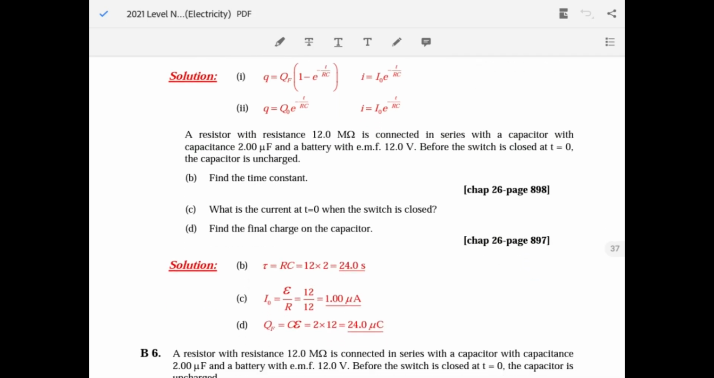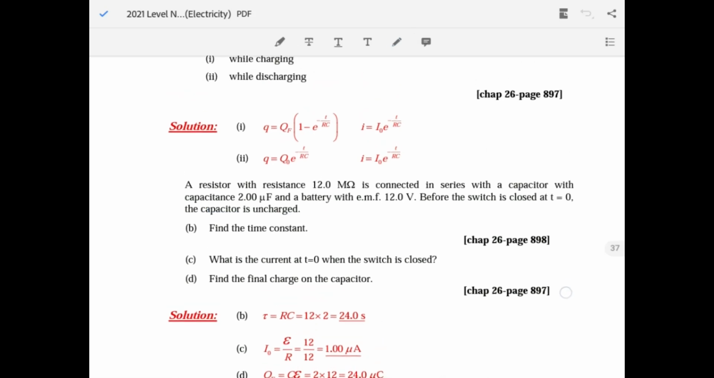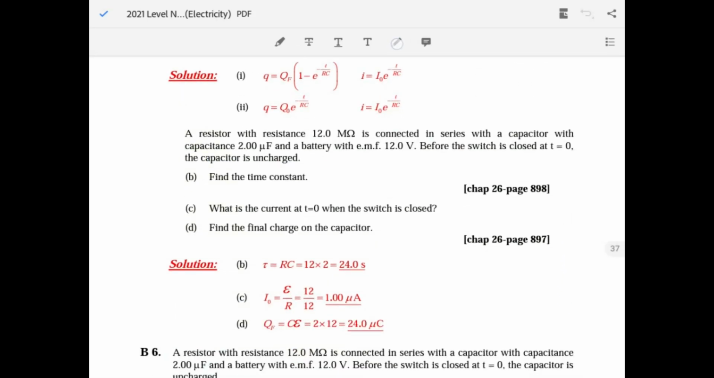So let's just apply. A resistance is connected in series with a capacitor, so you know it's an RC circuit, and the battery with EMF. Before the switch is closed, the capacitor is uncharged, so this means it's charging. Find the time constant, which is just RC, so 12 times 2, the mega and micro cancel out, so it's 24 seconds. What is the current at T0 when the switch is closed?